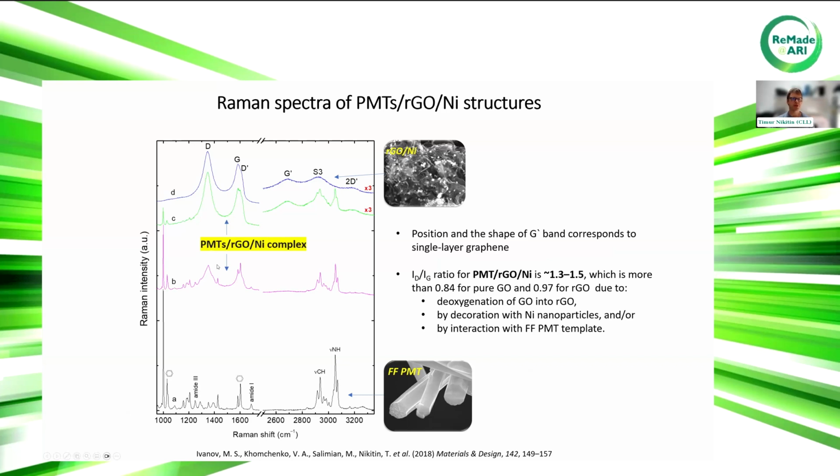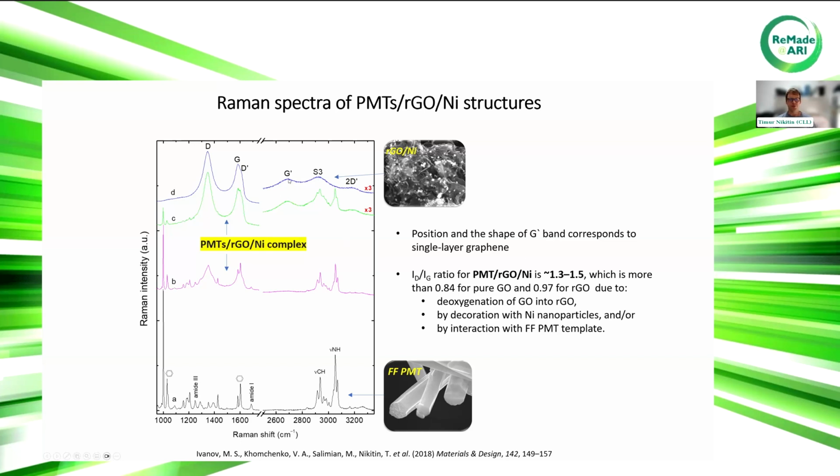And then for the complex, before we go to the complex, we can see that these are the Raman spectra of the reduced graphene oxide, with the bands we already saw before. We have the usual D and G bands, and then also the overtone bands here. And these two spectra in the middle are the complex. So we can see the bands from the peptide microtubes and also the bands from the reduced graphene oxide.